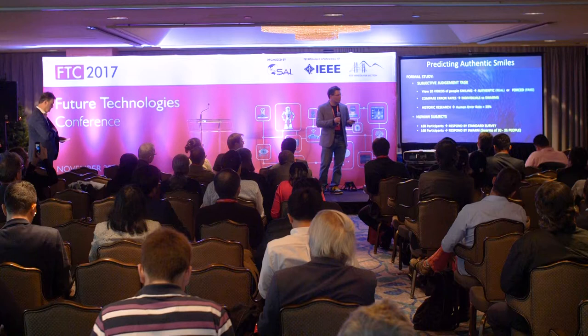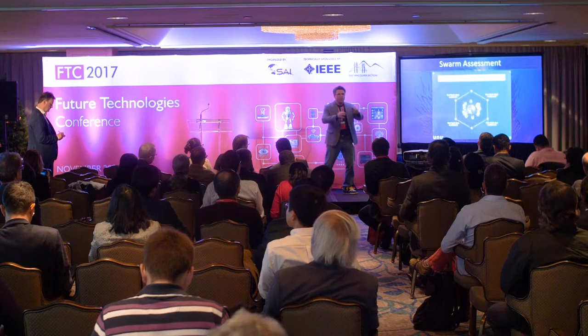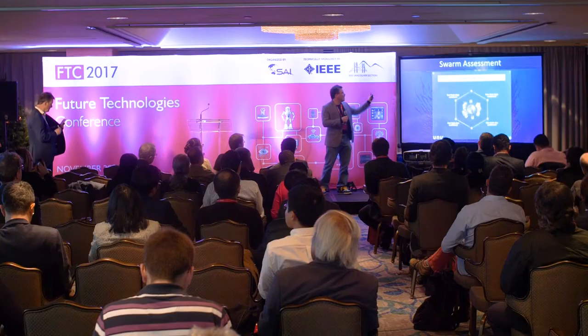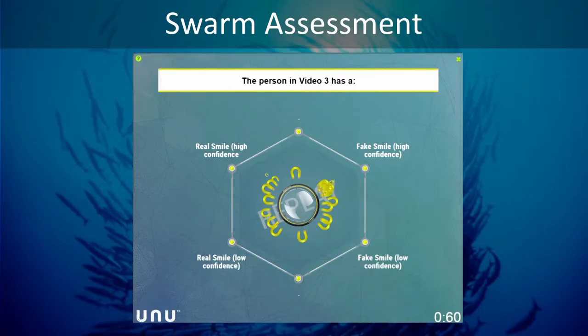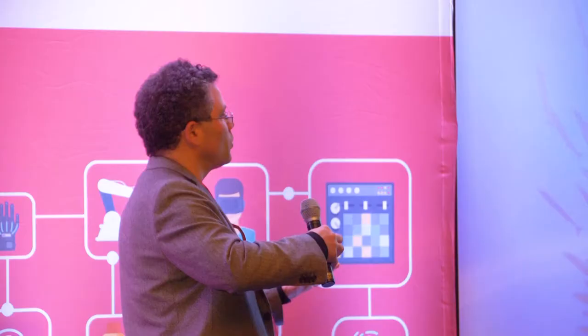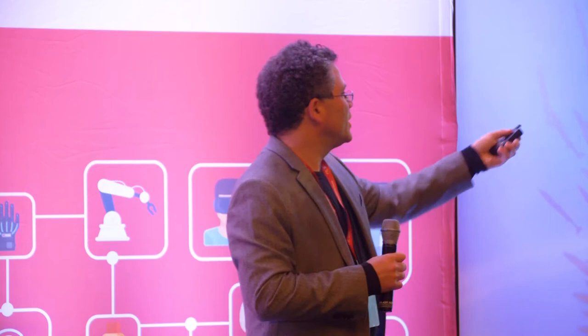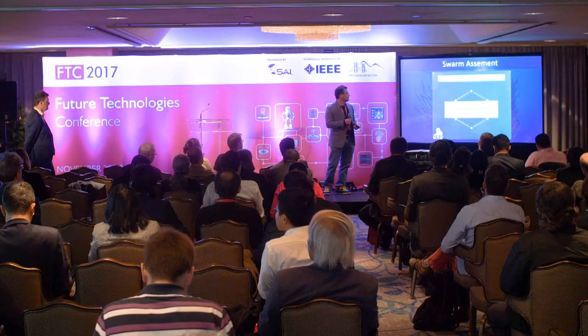This is what it looks like with a swarm, where first a video would pop up, they'd watch the smiling person video, and then as a swarm, they would converge on an assessment, real or fake smile. Here you can see what it looks like with this particular swarm converging on an answer. For this particular video, they said it was a fake smile, and actually had high confidence in that fake smile.